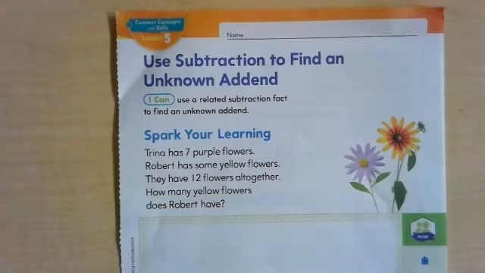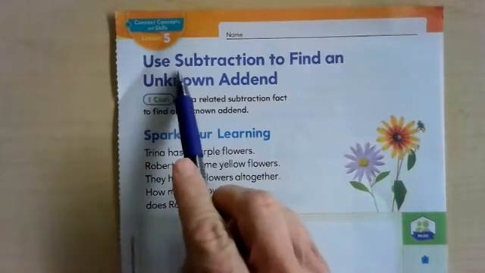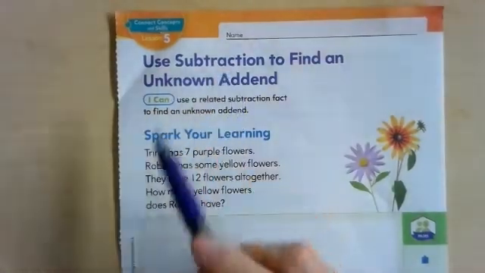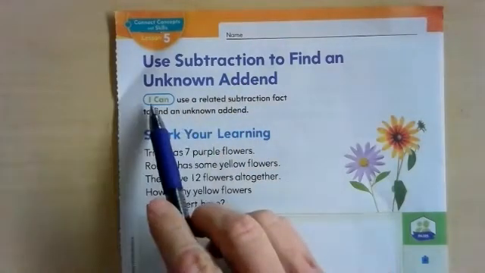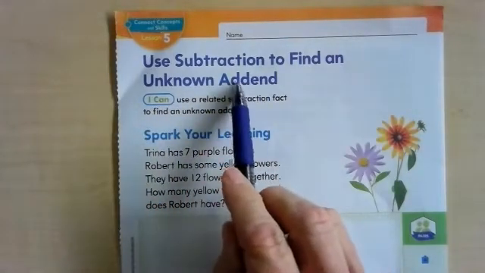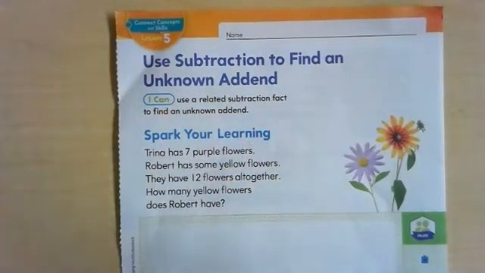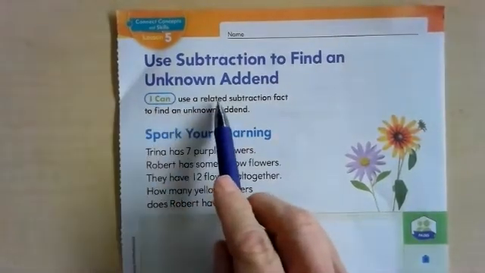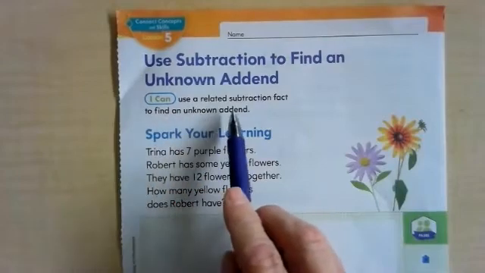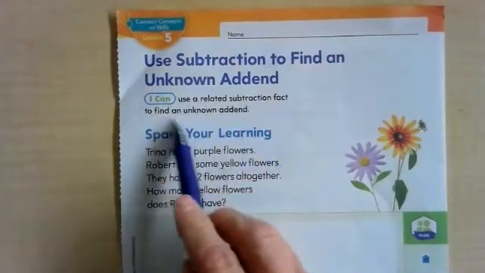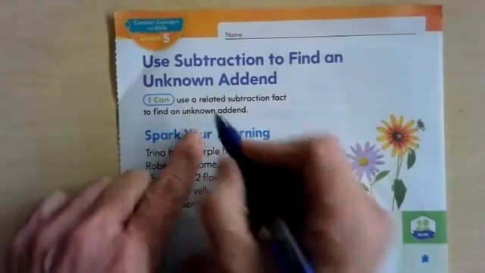This is lesson 4.5, and we're going to use subtraction to find an unknown addend. An addend is just numbers that we're going to add together. I can use a related subtraction fact to find an unknown addend. There are a lot of big words in there, so let's talk about those.